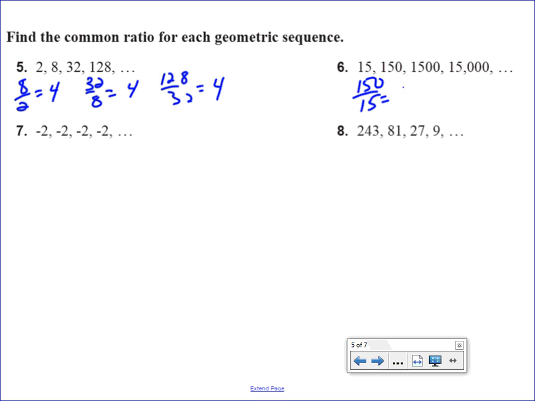150 divided by 15, our common ratio is 10. Okay, if we take a look at this one, our common ratio, -2 divided by -2, happens to be a 1. So our common ratio here is a 1. And for this last one, if I took 81 divided by 243, you should find that that is a ratio of 1/3. Okay, very good.